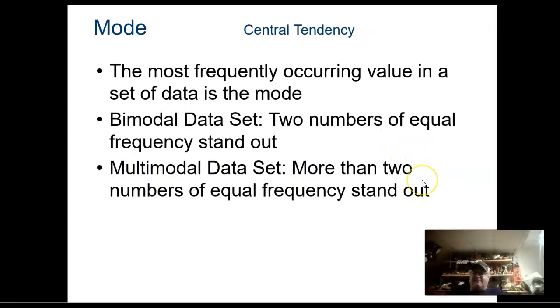So we have some frequency values here. We can talk about the bimodal data set where two numbers of equal frequency stand out. We can talk about a multimodal data set where you've got more than two numbers of equal frequency that stand out as well. And sometimes you might have none. Maybe your data distribution has each one as a different number, and in that case, you really wouldn't have any type of a mode to speak of, because your data set is too varied.